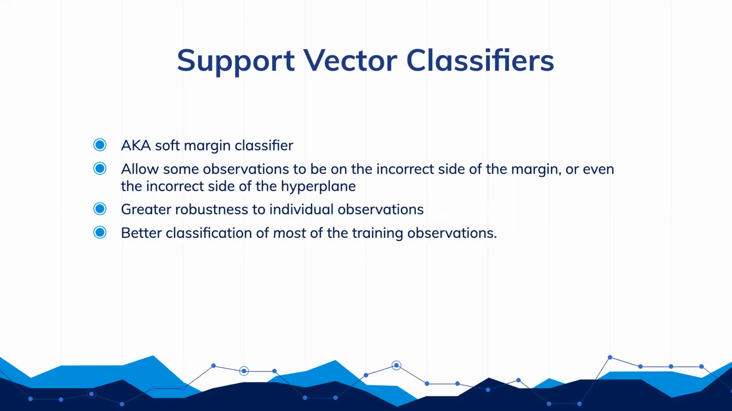The support vector classifier is basically just an extension of the maximum margin classifier, but here we are allowing observations to be on the wrong side of the margin, and sometimes even on the wrong side of the hyperplane. That's why it's also called a soft margin classifier. You are allowing your classifier to make mistakes. When it's training, you are saying it's okay for some observations to be on the wrong side of the margin. It's okay for some observations to be on the wrong side of the hyperplane.